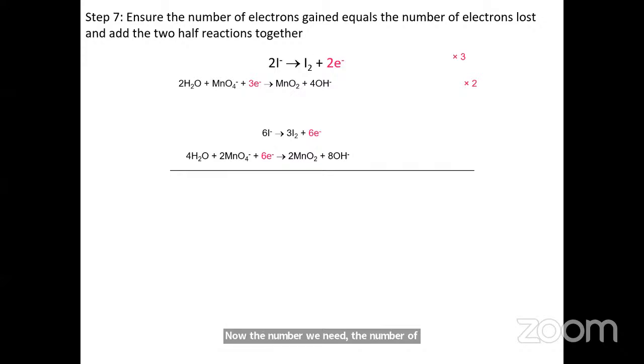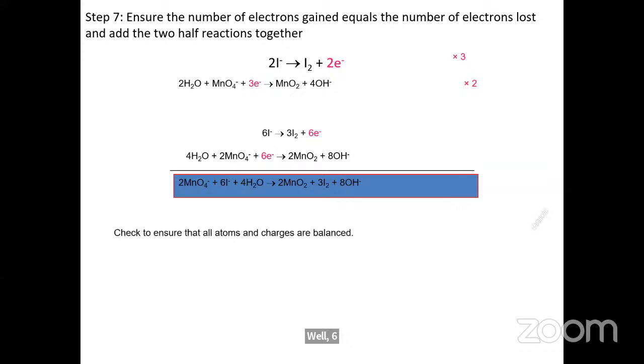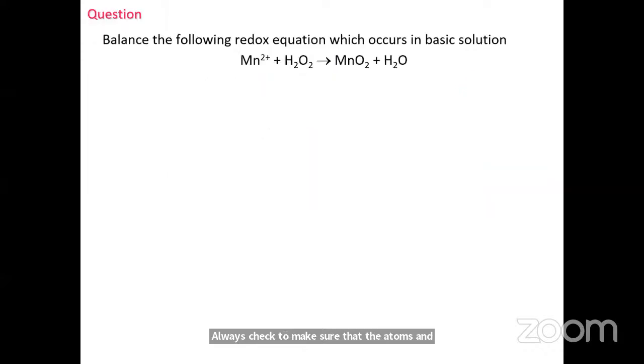We can then add them together by cancelling out the number of electrons. So what we now have is 2 MnO4 minus plus 6 iodide plus 4 water to give 2 MnO2 plus 3 iodine plus 8 hydroxide ion. Always check to make sure that the atoms and charges are balanced. We'll take another example of basic medium. This time around, we have Mn2 plus hydrogen peroxide to give MnO2 plus water.